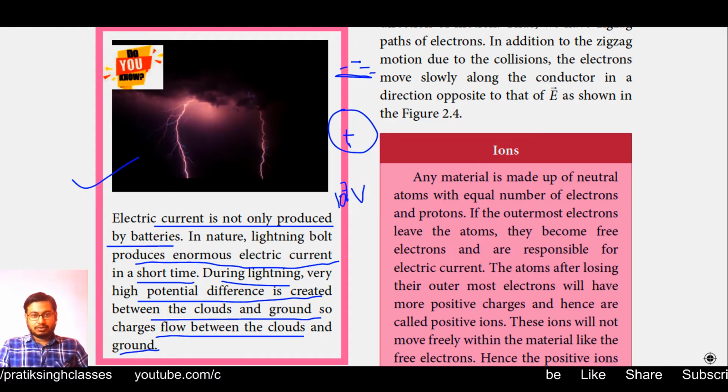Let me show it with another color. One moment please.